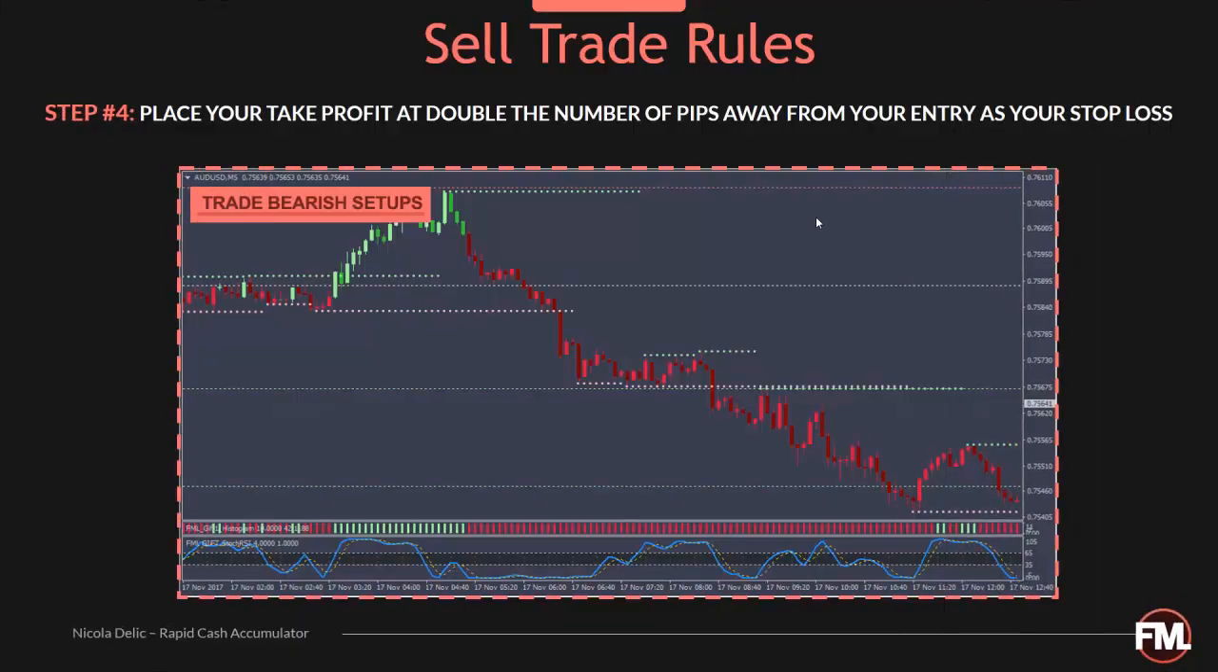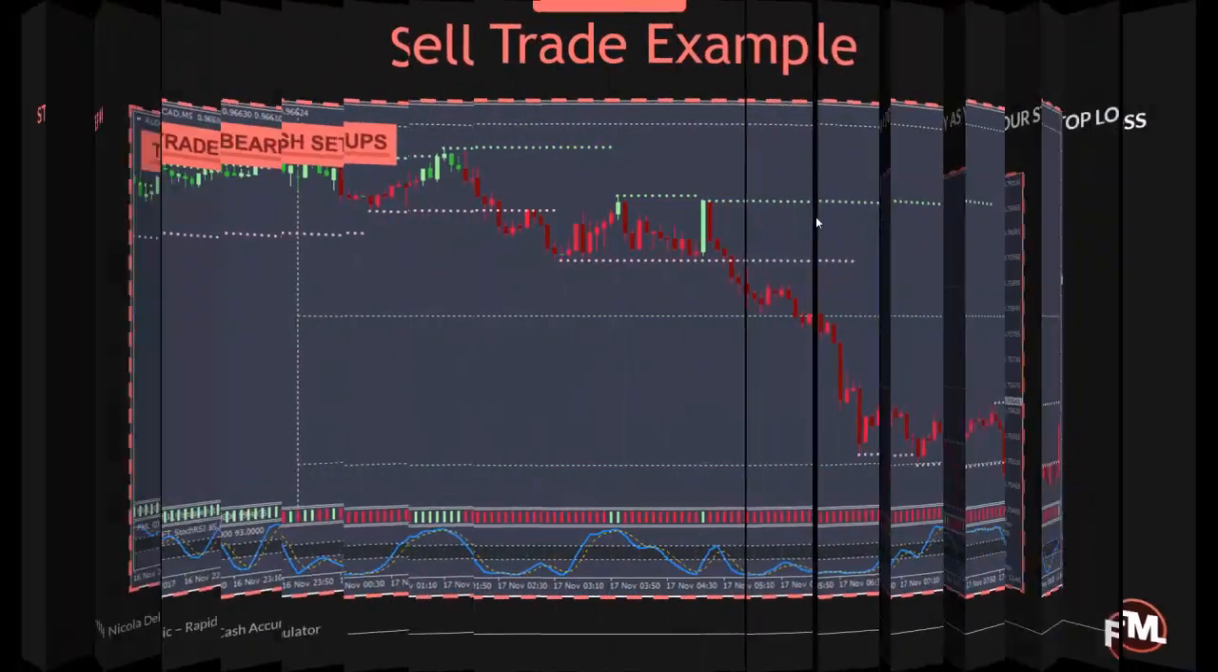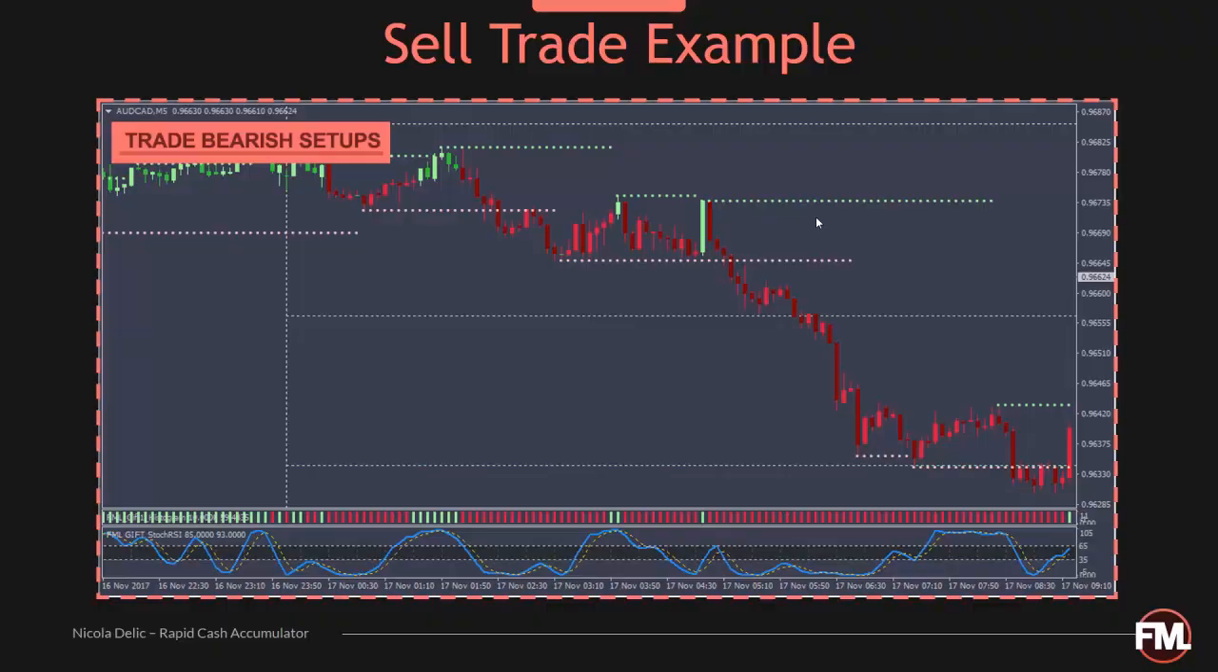And for take profit, place your take profit at double the number of pips away from your entry as your stop loss. So double the distance from your entry to stop loss, like shown on this picture. For example, if your entry to stop is 50 points or pips, however you want to call them, you are going to use 100 points for your take profit. Now, let's see the example.